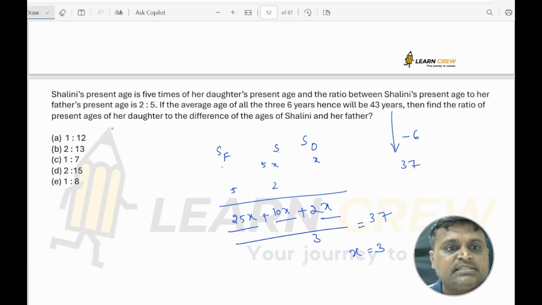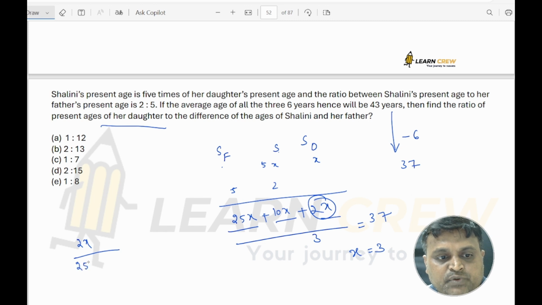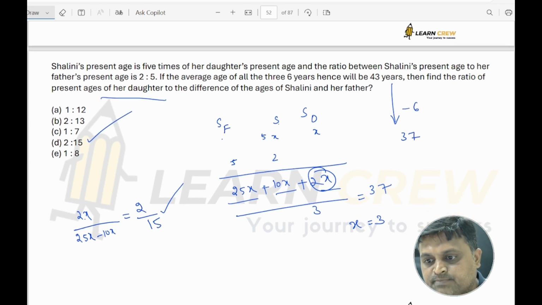Now finally, what is asked? Find the ratio of the present age of her daughter to the difference of the ages of Shalini and her father. Her daughter's present age is 2x, divided by the difference of the ages of Shalini and her father. Shalini's father is 25x, Shalini is 10x. So you need to find out 2x by 15x. So x cancels throughout. 25 minus 10 is 15. So the answer is 2 divided by 15, so 2:15 is the answer. Now next.